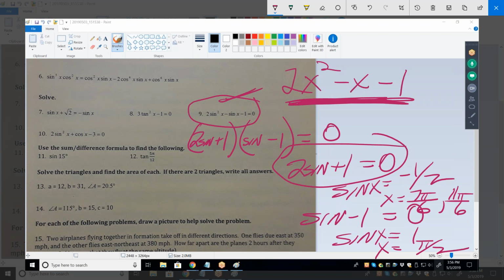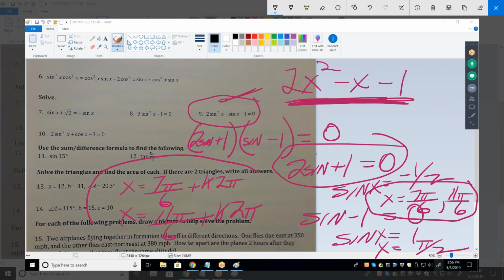And if, once again, they had restricted the domain to the unit circle, that would be your two answers. If they're not restricting it, then your two answers are going to look like this. 7 pi over 6 plus multiples of 2 pi, or 11 pi over 6 plus multiples of 2 pi. So this would be your answer.